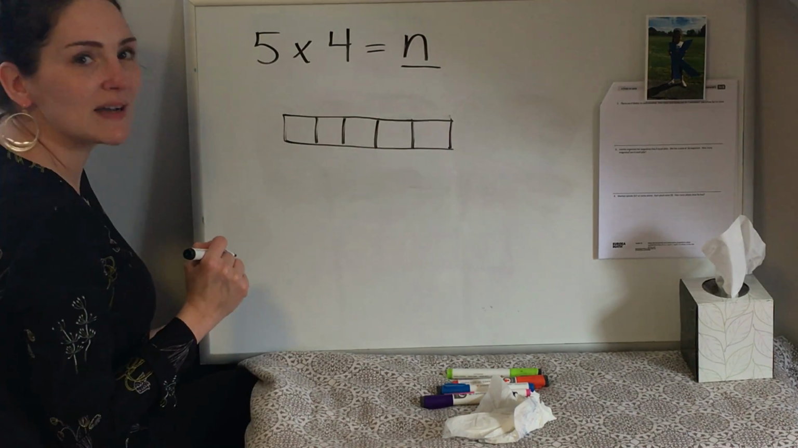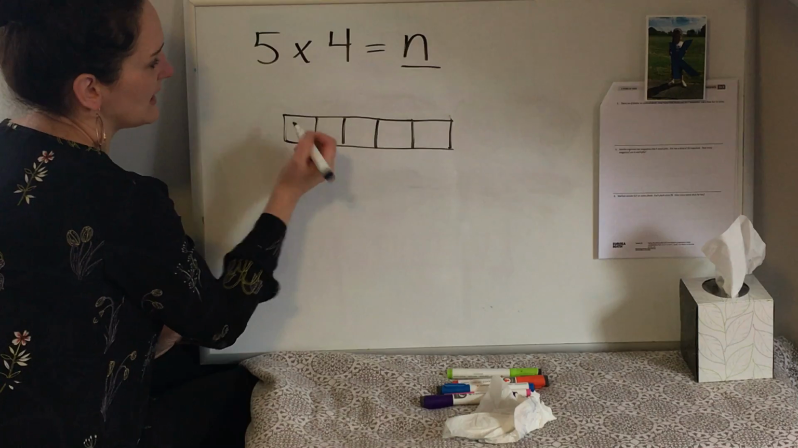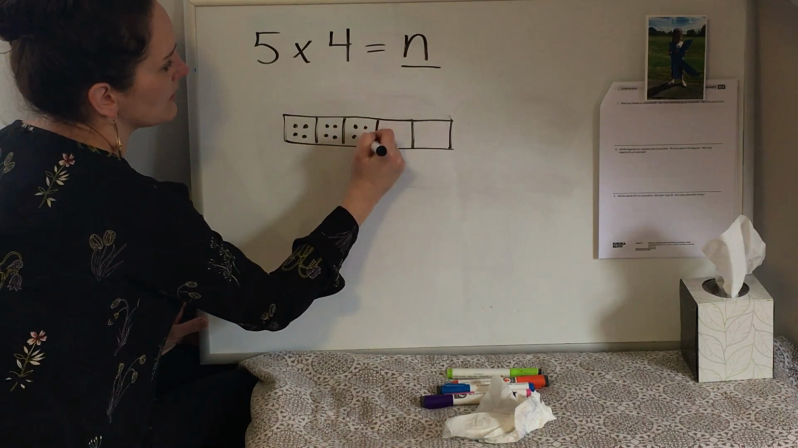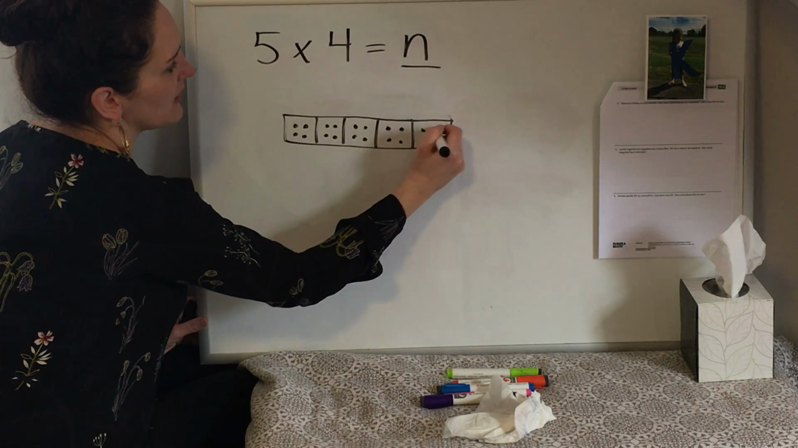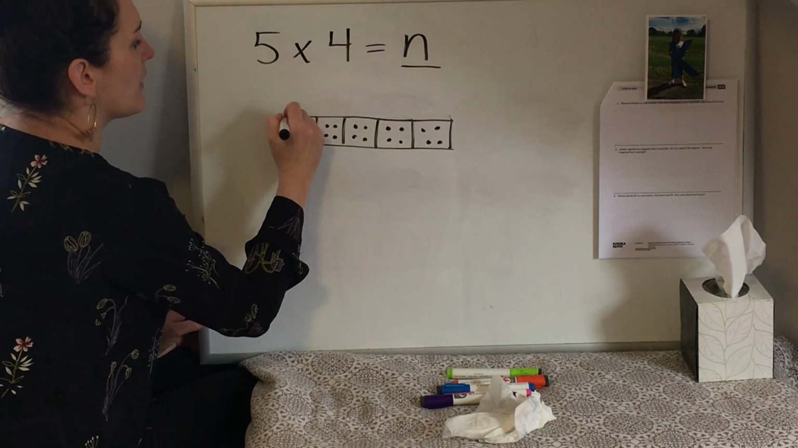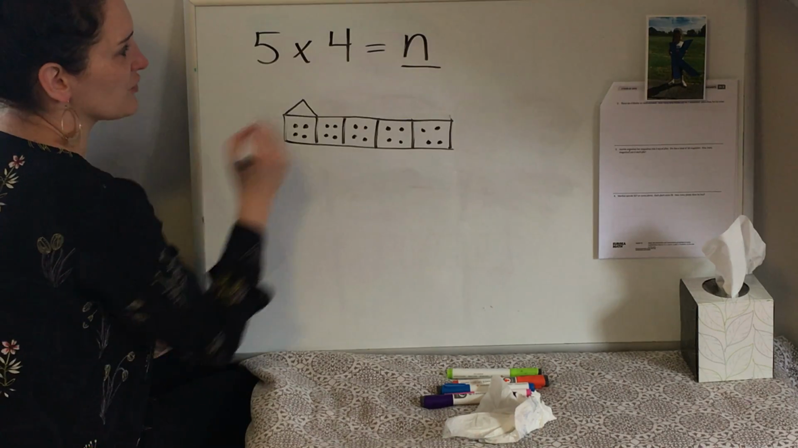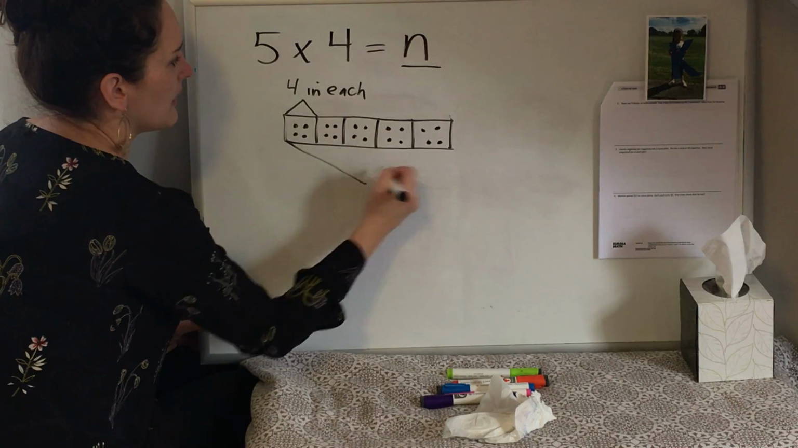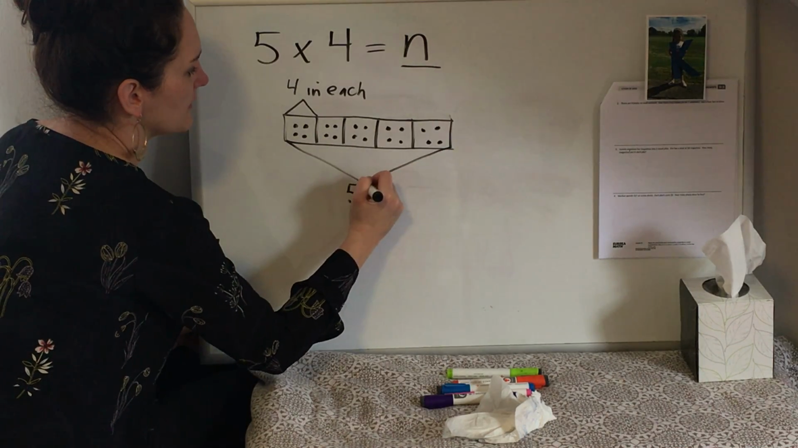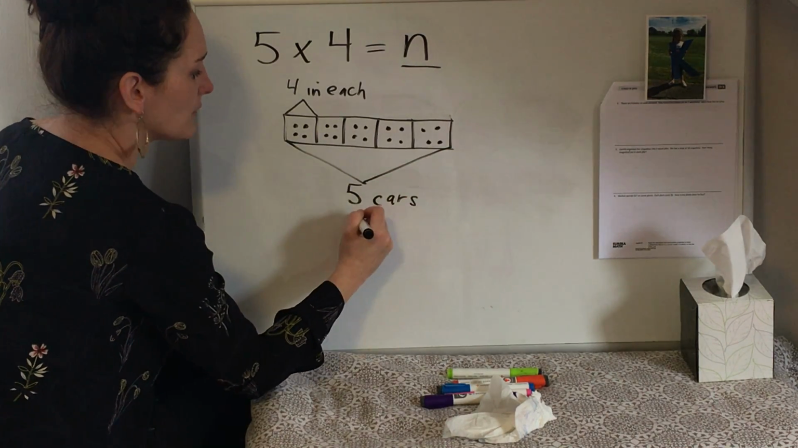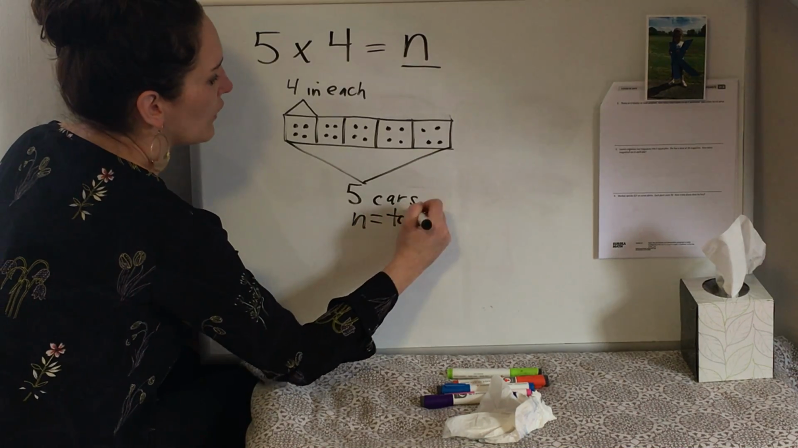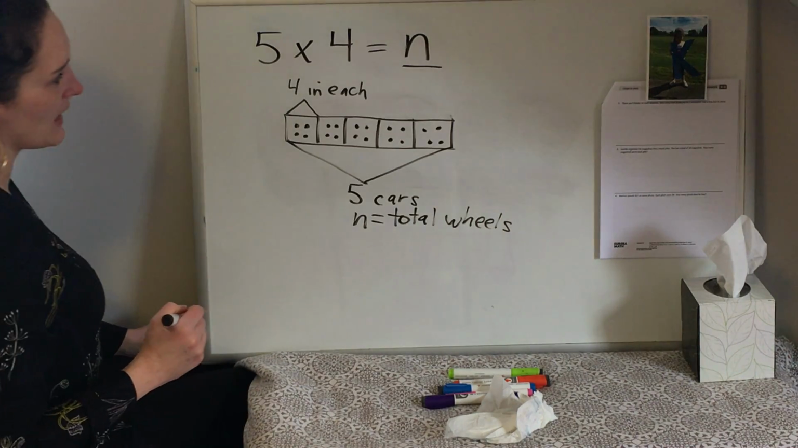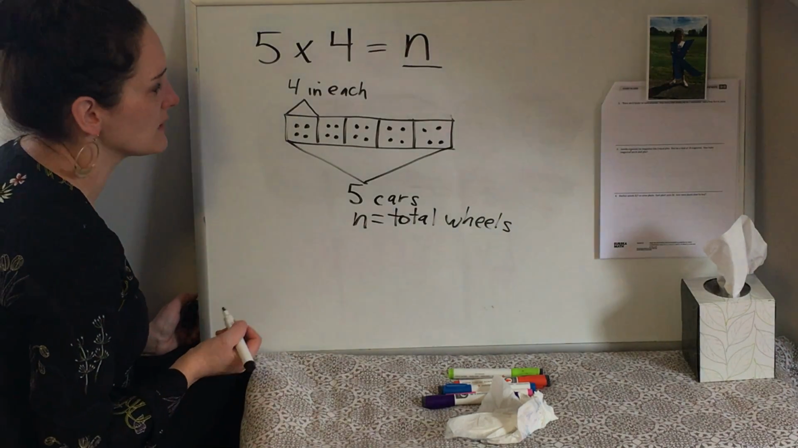Inside each one of my 5 boxes, I'm going to put 4 wheels, just like I did in the last example. Remember, you can use tallies, you can use dots, you can use X's, just something fast to draw. Now we know the amount in each group is 4, so we put 4 in each. And we know we have 5 cars. What we don't know, n, is our total number of wheels. And that's the picture that matches 5 times 4 equals n.